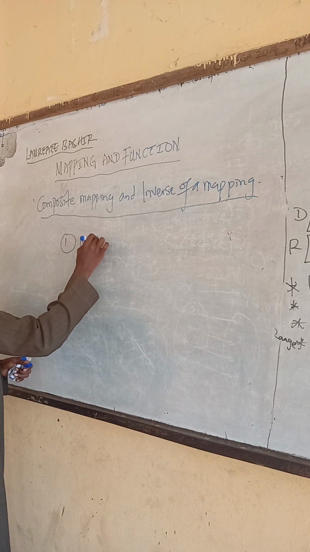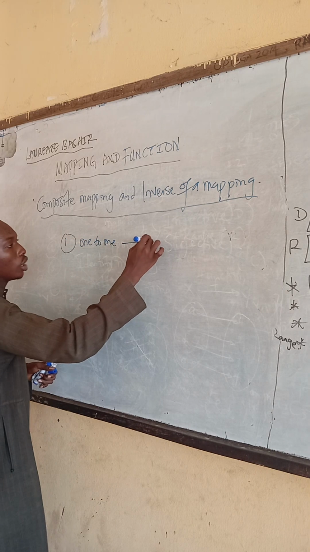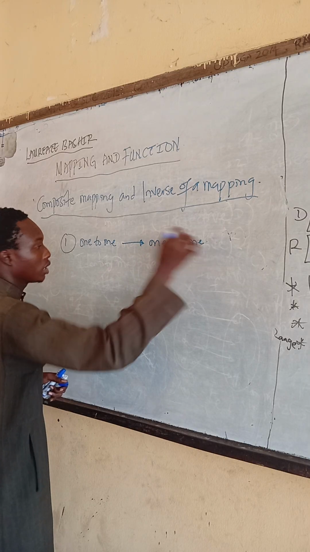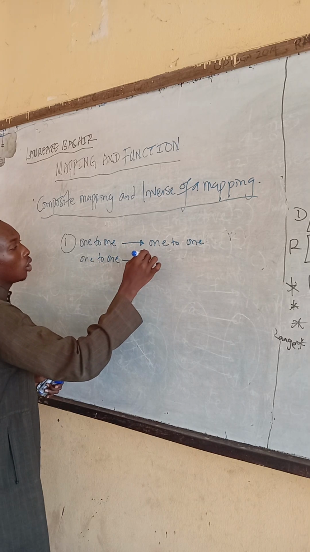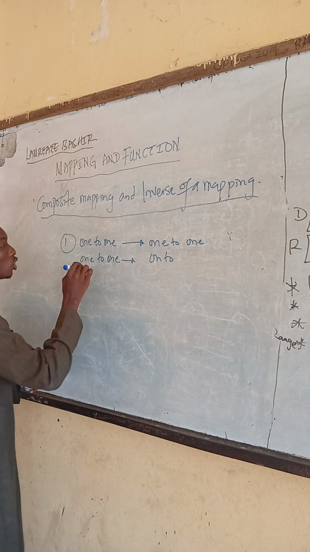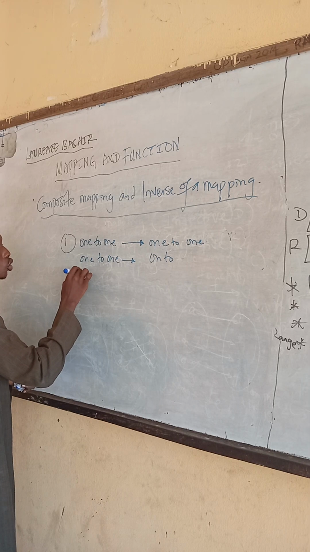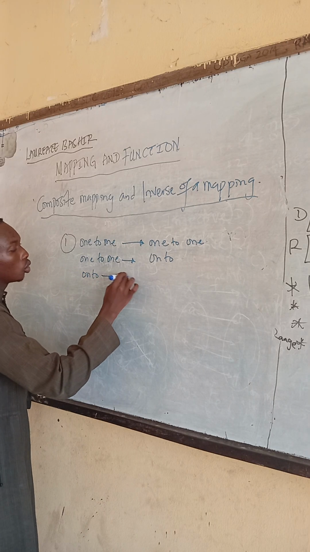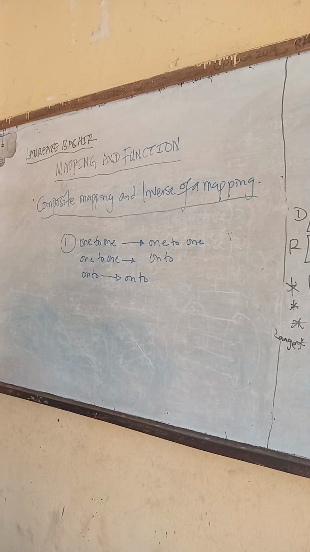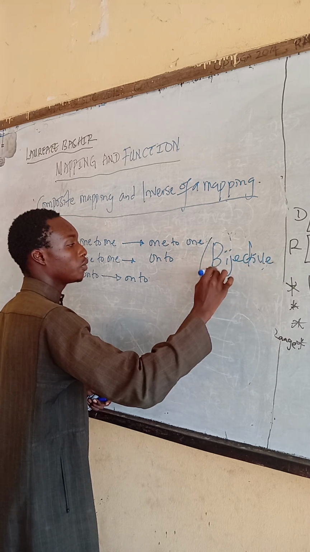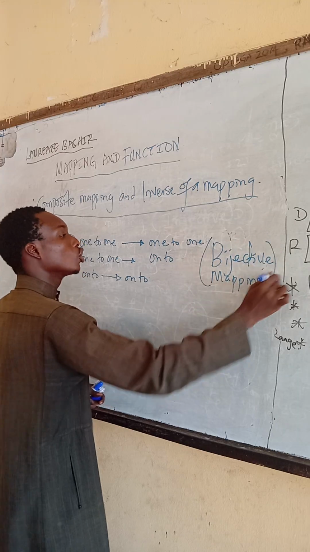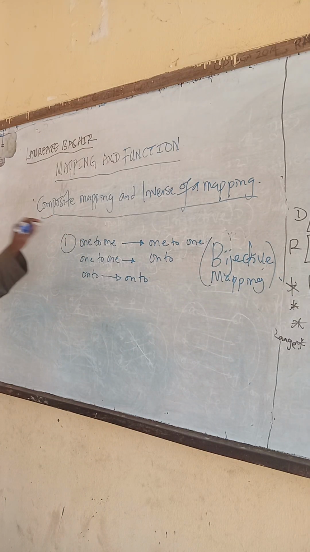one-to-one mapping mapped to one-to-one. Also, it can be one-to-one mapped to onto. It can also be onto to onto. So all of these are called bijective mapping. That's why they are called bijective mapping. So your map can be composite if it is one-to-one to one-to-one, or one-to-one to onto.